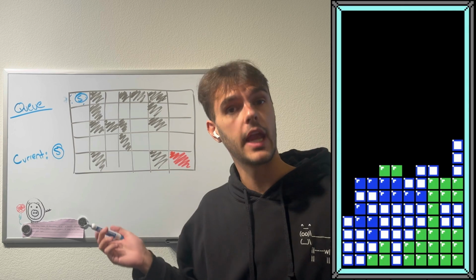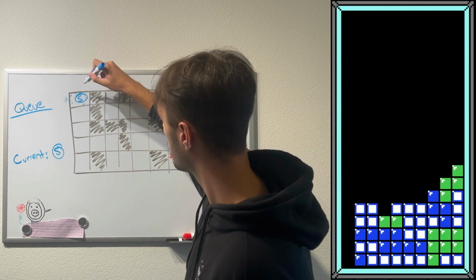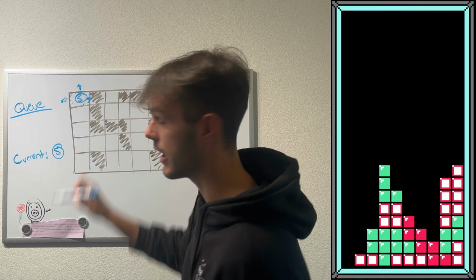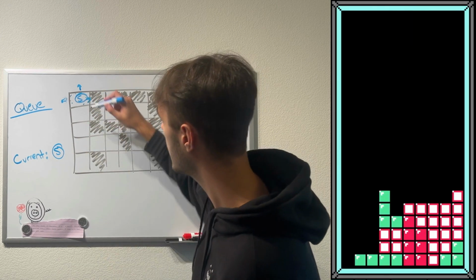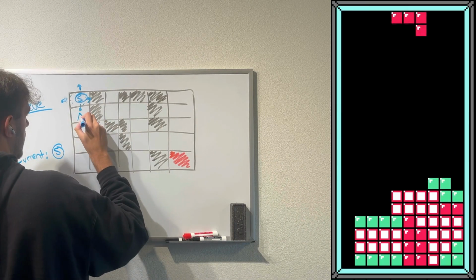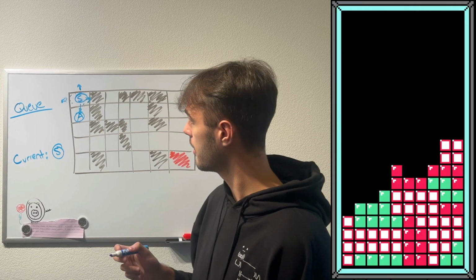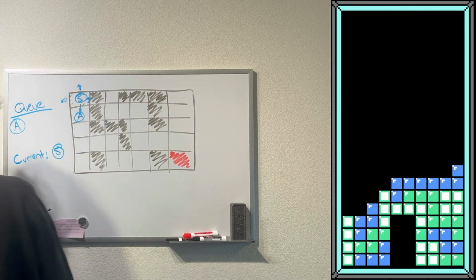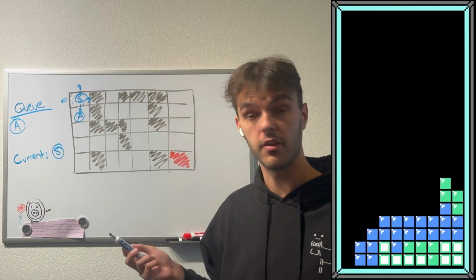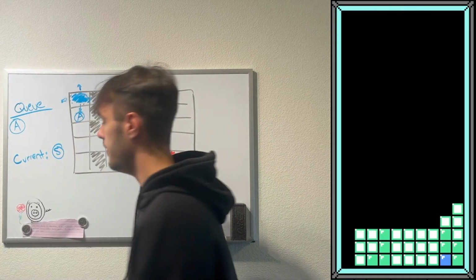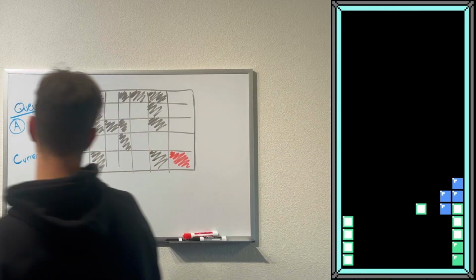So let's see, where can we go? From S, we cannot go up, we cannot go left, and we cannot go right because there's a wall, but we can go down. So we'll call this A. And A, what we want to do is, because we can go there, we will add it to our queue. From here, we have completely visited S, so we can mark it as visited. And then we can visit A.